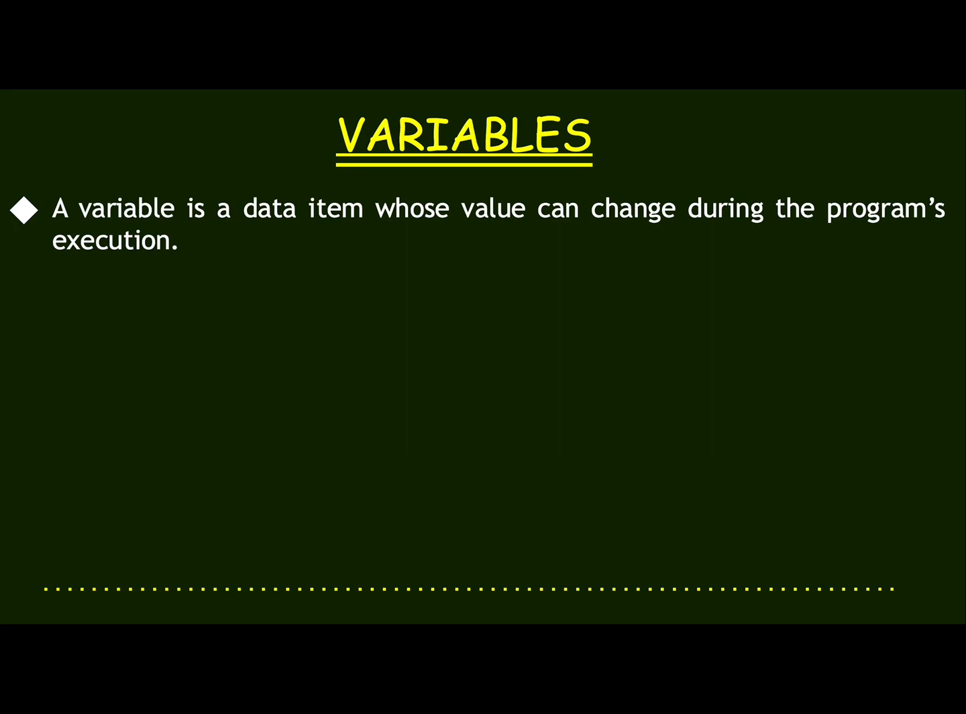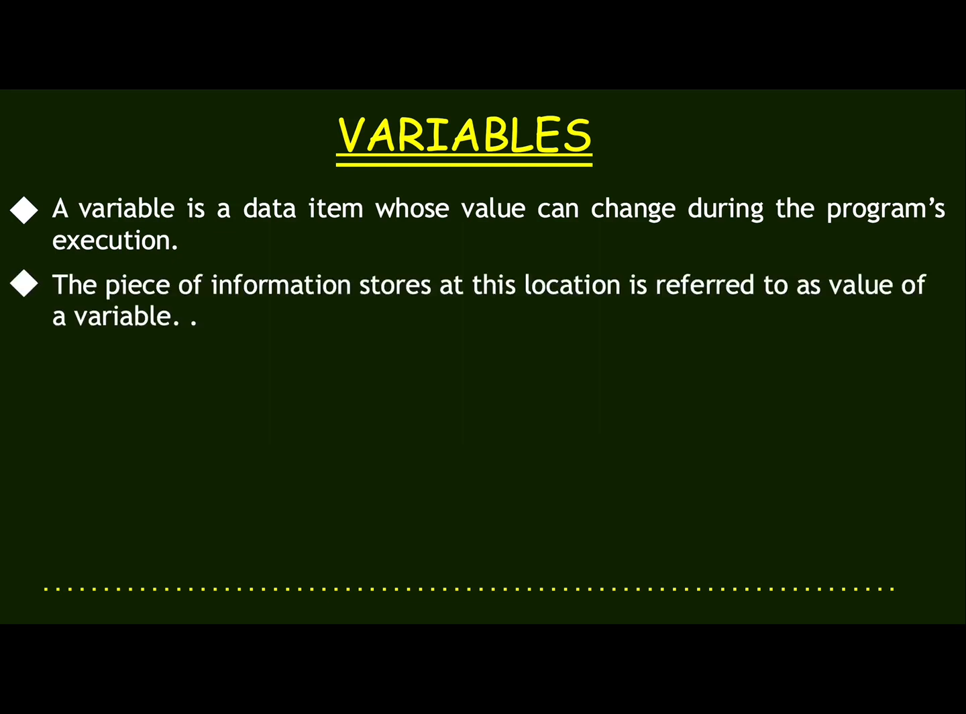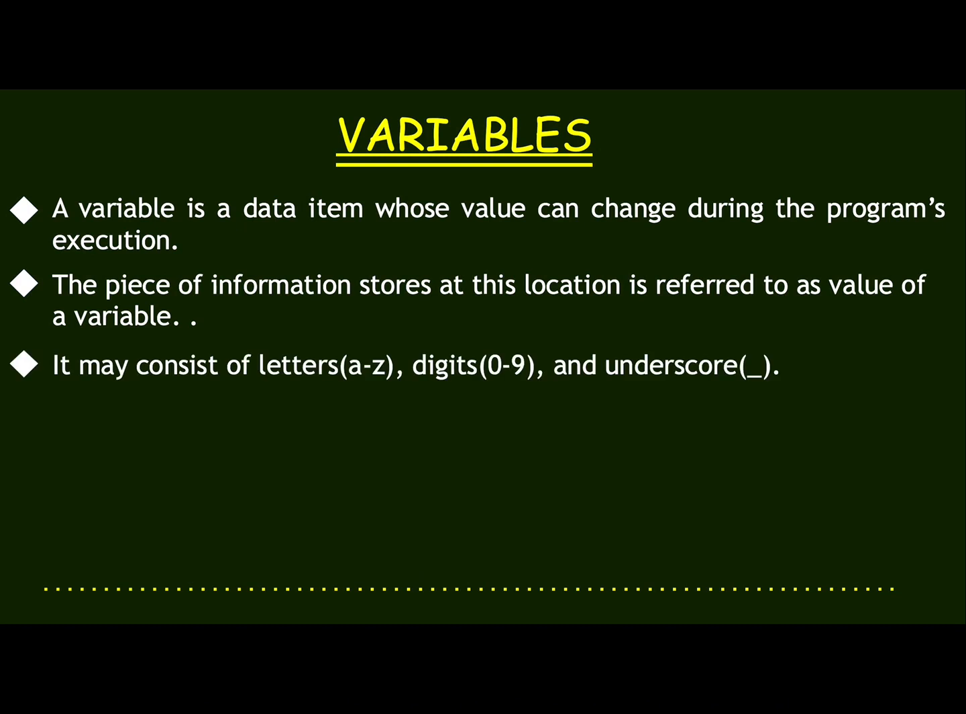Variables. What is a variable? A variable is a data item whose value can change during the program's execution. In a computer sense, the piece of information stored at this location is referred to as the value of the variable. Variables may consist of letters A to Z, digits 0 to 9, and also underscore.